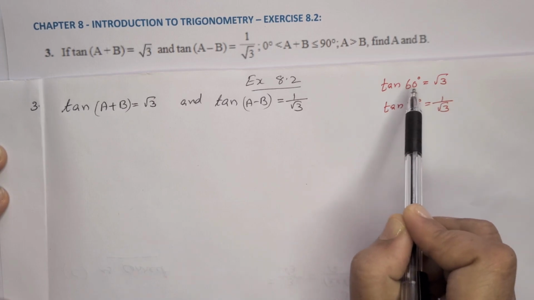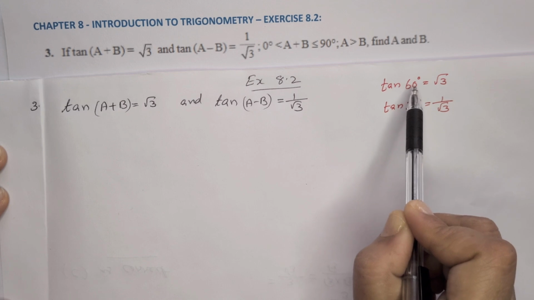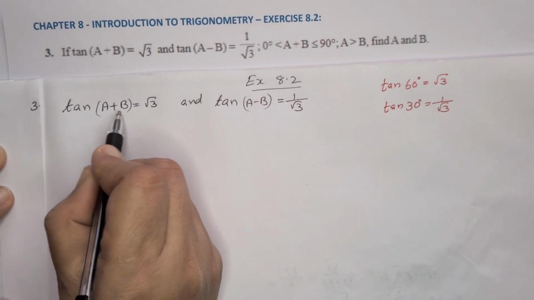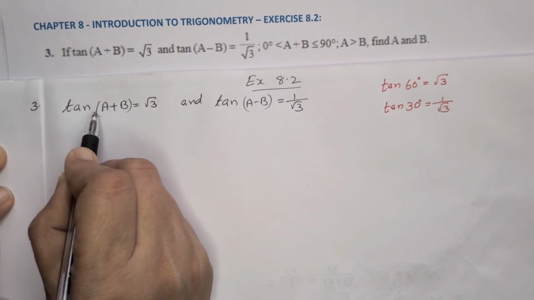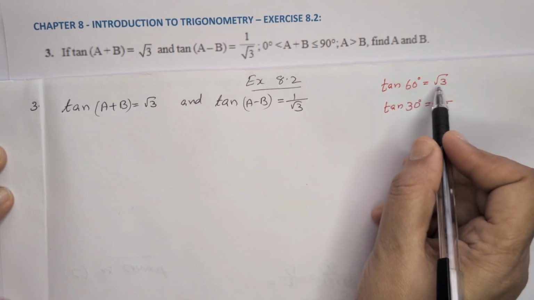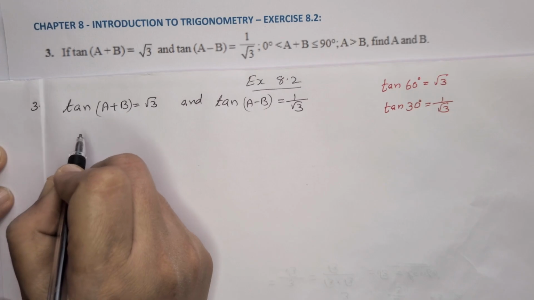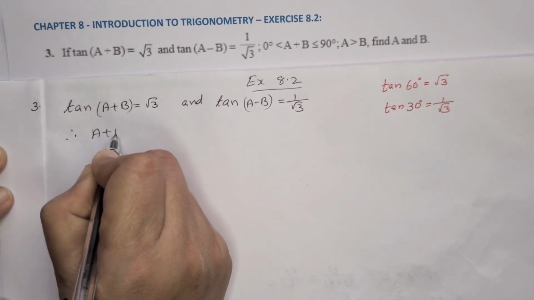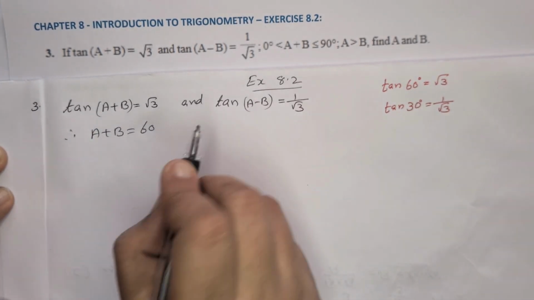Tangent of one angle is equal to root 3, which means we know the angle is 60 degrees. So we can replace A plus B with 60 degrees. When we are comparing these two equations, the right side is the same, root 3. So we can write the tan term is also the same. So we can write A plus B is equal to 60. In place of A plus B, 60 is coming.